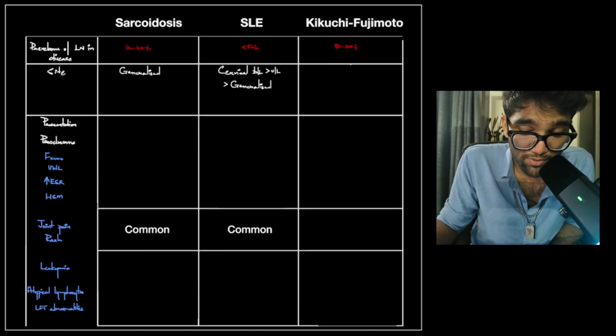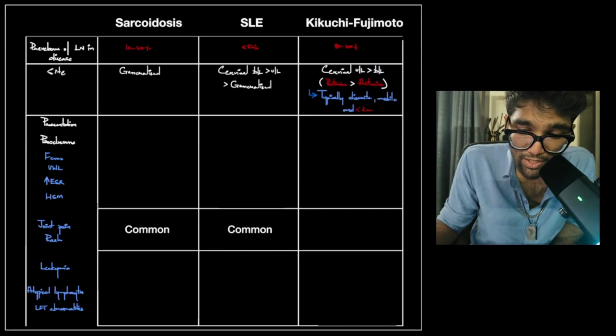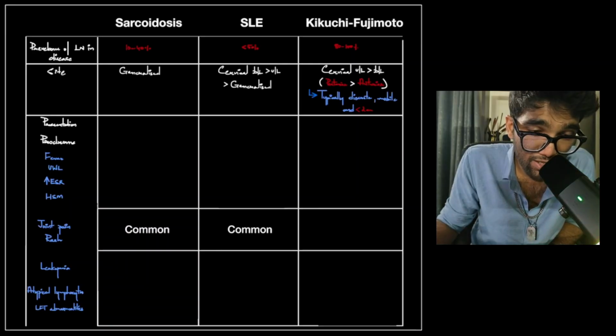But that is uncommon. In Kikuchi Fujimoto, it is never generalized or very rarely generalized, but it is cervical and usually unilateral, typically in the posterior cervical nodes. These nodes are typically discrete, that is, separated from one another. They are linear over underlying tissue and overlying tissue, and less than 2 centimeters in area.